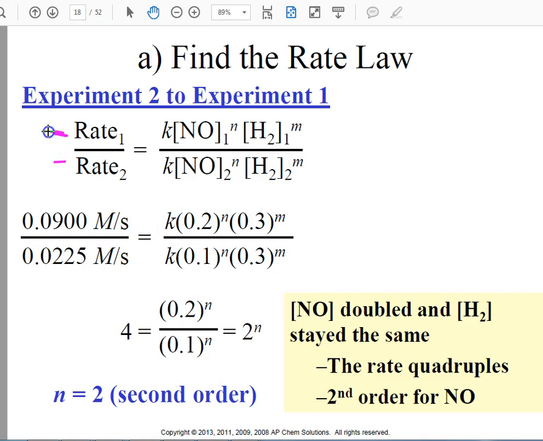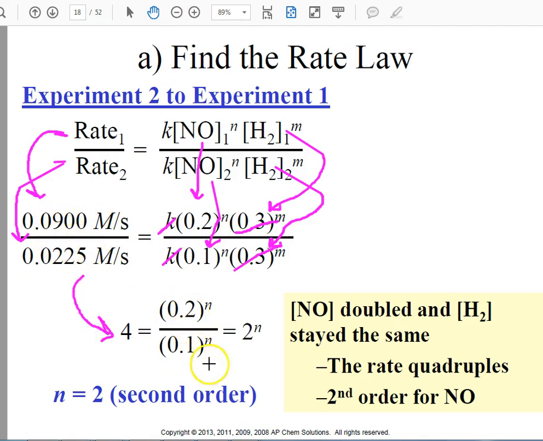And they just plug in. This is the rate from experiment 1. This is the rate from experiment 2. K is our constant. This is the concentration from experiment 1, concentration from experiment 2, concentration from experiment 1, concentration from experiment 2. Right? And then they're going to see what cancels. This 0.3 on the H2 is going to cancel because it was the same in experiment 1 and 2. K is a constant, so it's going to cancel. Then they divided their rates and got 4. They divided their concentrations and got 2, so now they're able to solve.